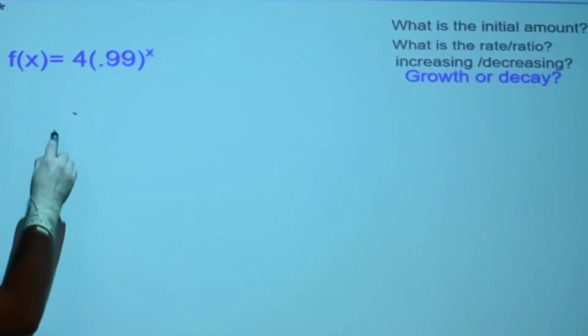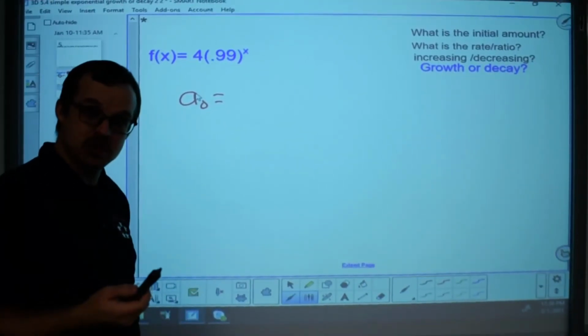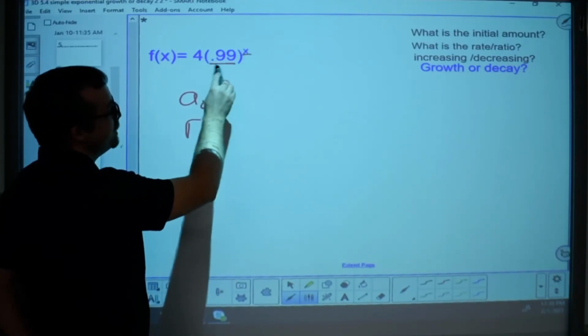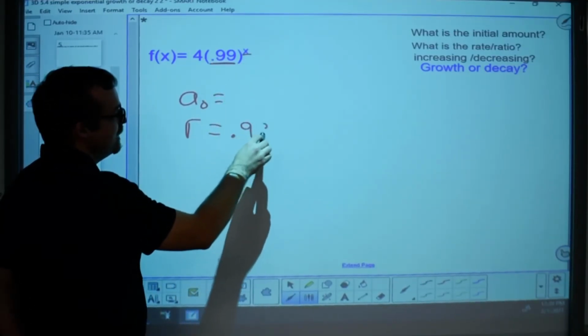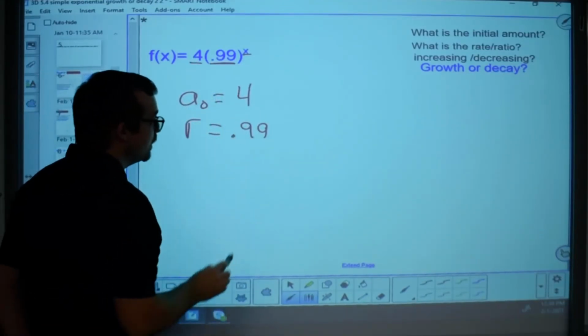Cool. What's the initial amount? This one's actually a little easier to see. The initial amount is not the number touching the exponent, right? The ratio is what's touching the exponent. So the ratio right here is 0.99. So that means that the initial amount is right in front of that. That means the initial amount is 4.